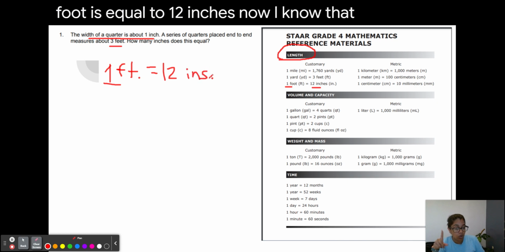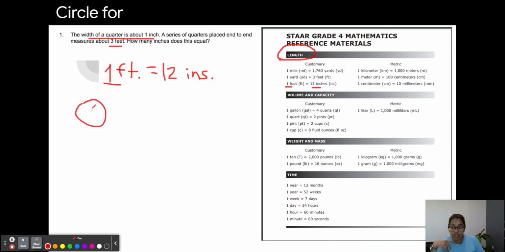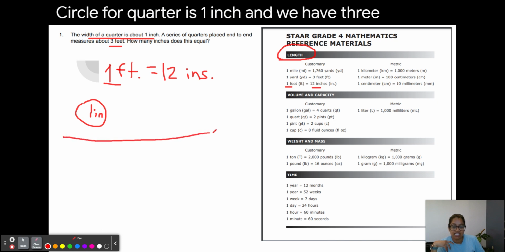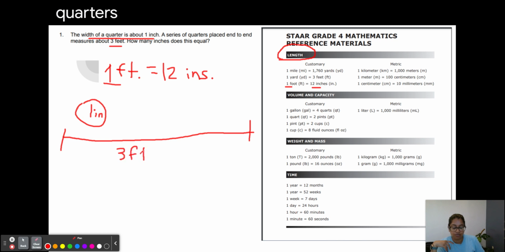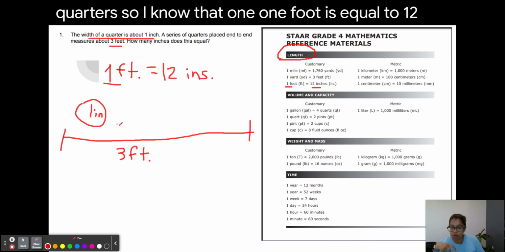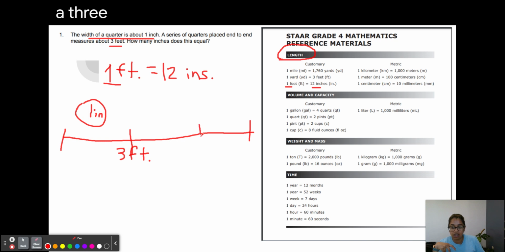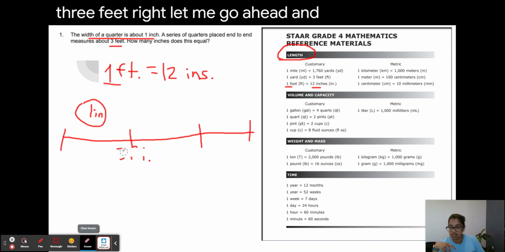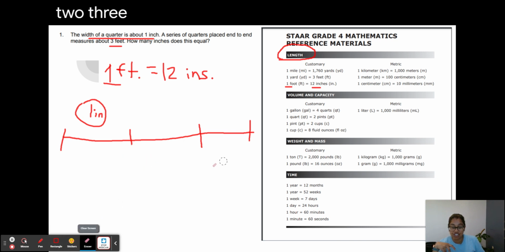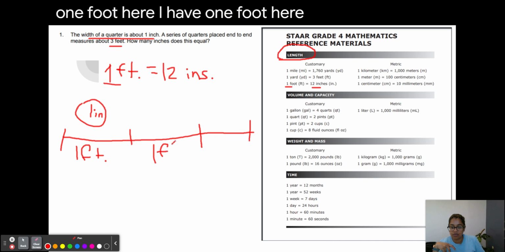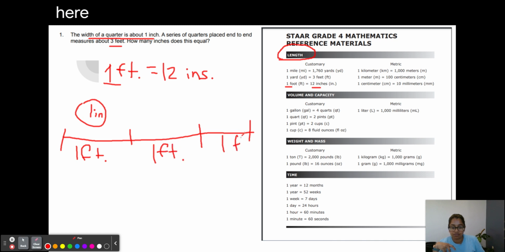Now, I know that 1 quarter, I'm going to do a circle for a quarter, is 1 inch. And we have 3 feet worth of quarters. I know that 1 foot is equal to 12 inches, so I'm going to go ahead and separate this into 3 feet, right? Let me erase this. I'm going to separate it out, make it into 3 sections so we can see the feet. So I have 1 foot here, 1 foot here, and 1 foot here.